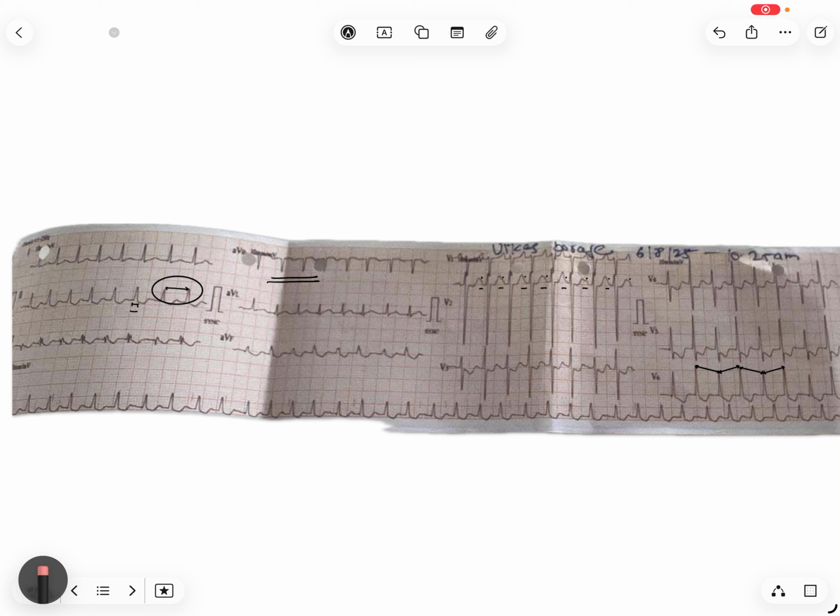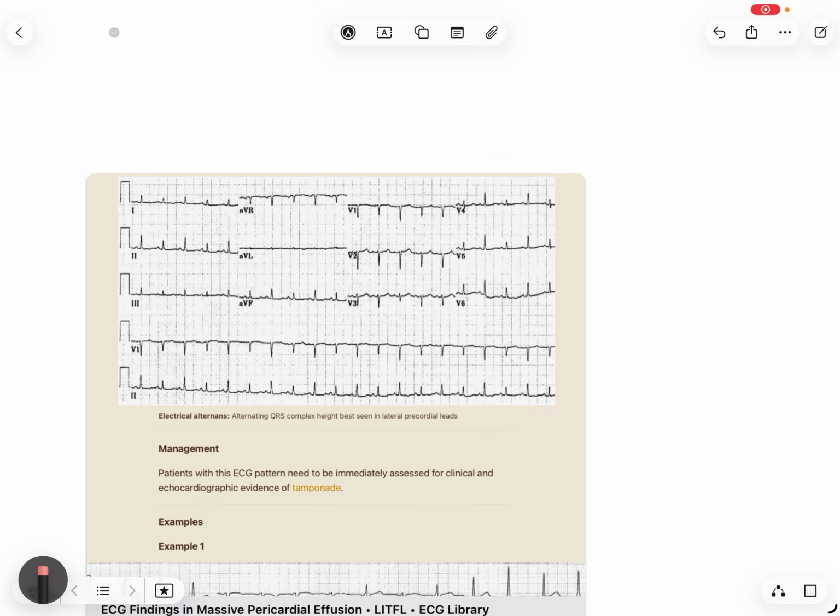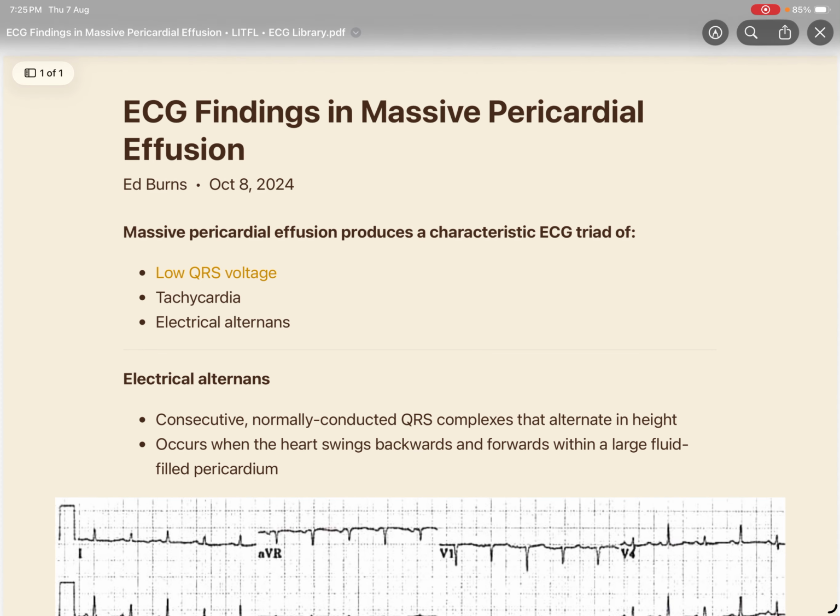The cause for electrical alternans, as we will see soon, the most common cause is pericardial effusion. Pericardial tamponade can also be there depending on the clinical scenario, and other causes are also there that you can read about. We'll go ahead and discuss in brief the ECG findings in massive pericardial effusion. Massive pericardial effusion produces a characteristic ECG triad of low QRS voltages, tachycardia, and electrical alternans.